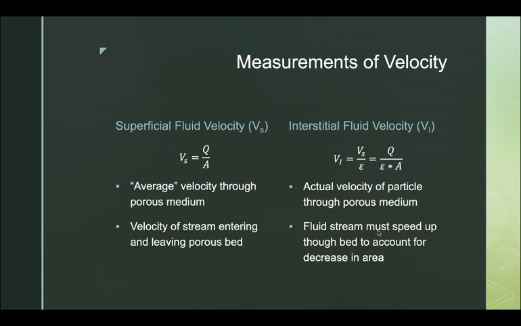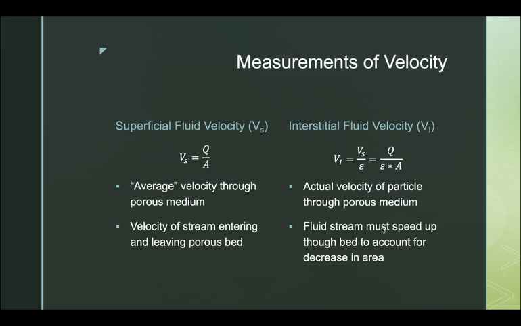It's important to understand the different ways to measure velocity when you're talking about flow through porous media. The superficial fluid velocity is going to be a little bit easier to understand. It's analogous to velocities you'd use in other types of problems where it's just the volumetric flow rate over the area. So you can think of it as a type of average velocity because it'll be the velocity of the stream entering and leaving the bed, but it doesn't take into account all the factors inside the bed and how the fluid is moving inside the bed the way interstitial fluid velocity does.